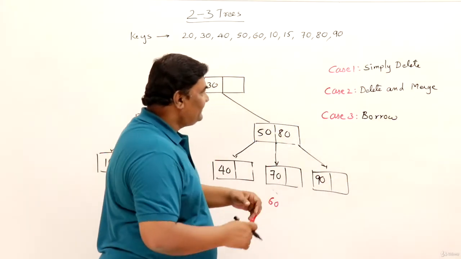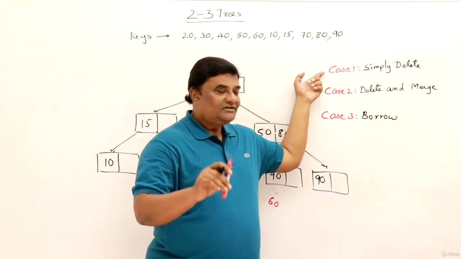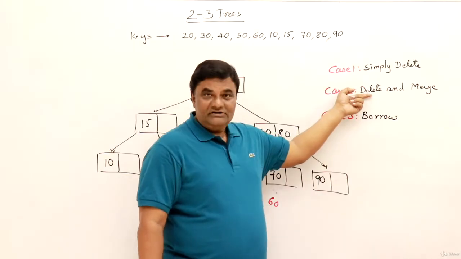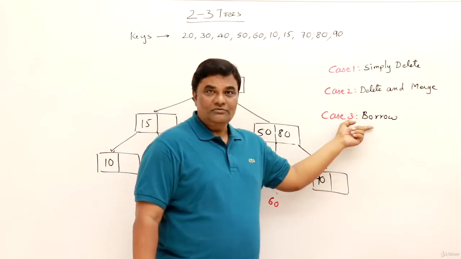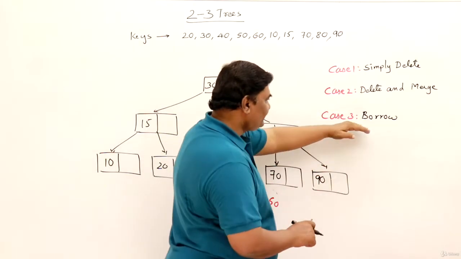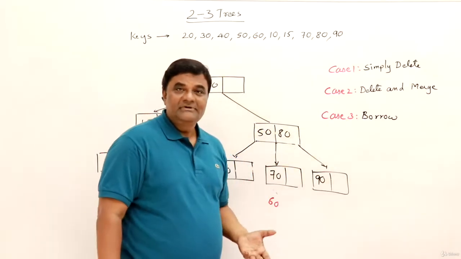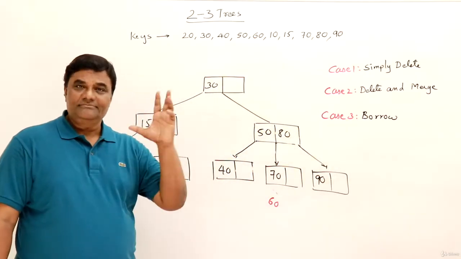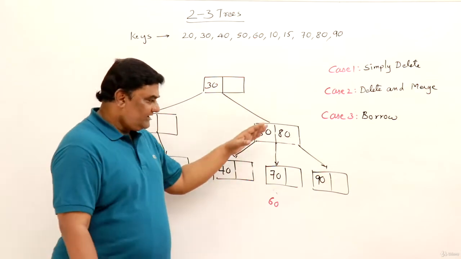So far we have seen the cases. Simply delete the node, then delete and merge, and the third one is borrow. So actually borrowing should be the first step. If borrowing is not possible, then you can merge. I have shown you borrowing at the last.